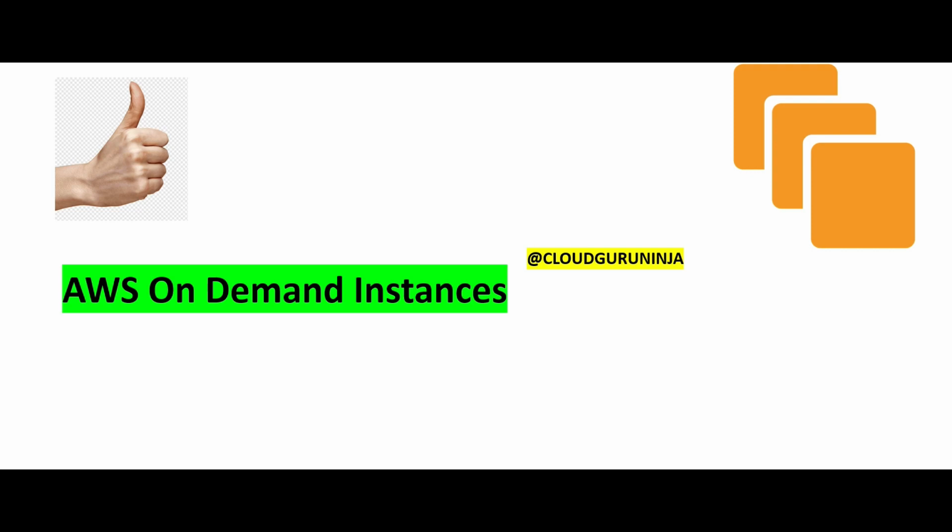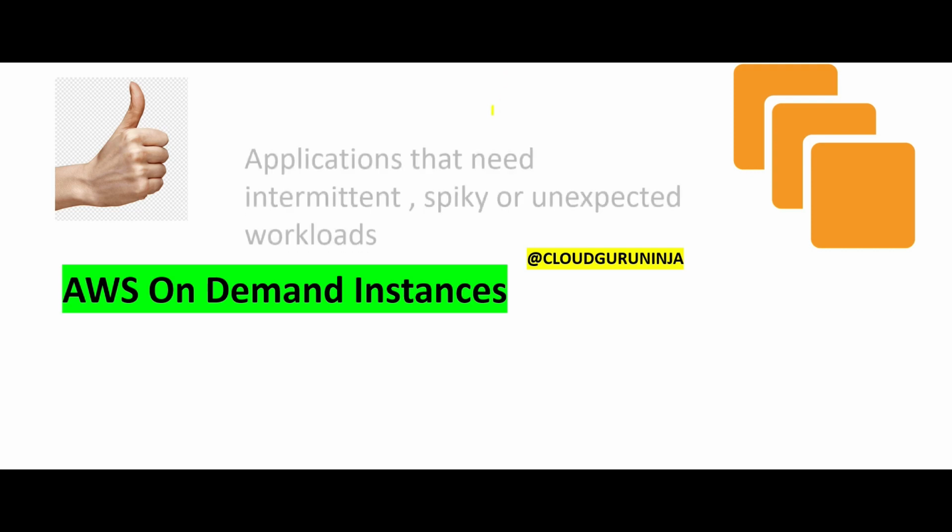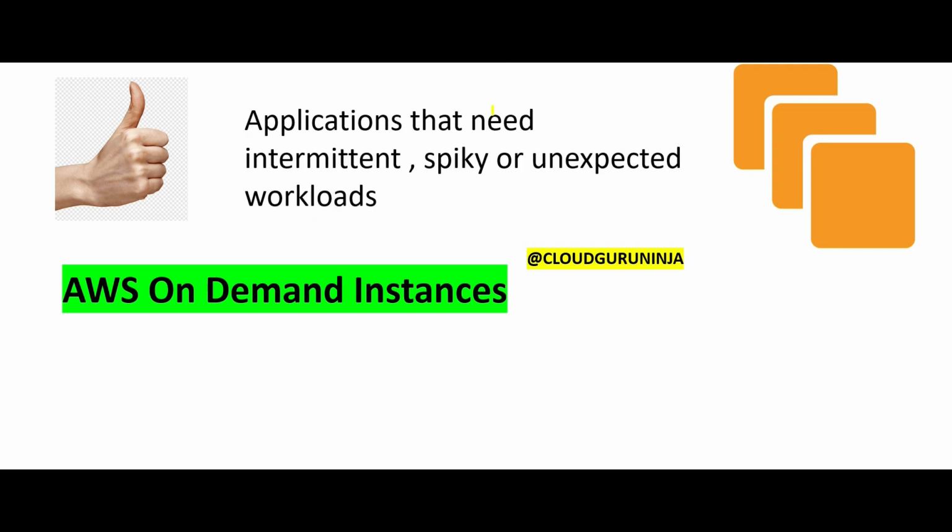Why do we use on-demand instances? Because of applications that need intermittent, spiky, or unexpected workloads. So in the question, if people say that at night my workload runs between 9 to 11 p.m., you know that is the spike period. I do not go for on demand. You can go for something like reserved instances because you already know the load.